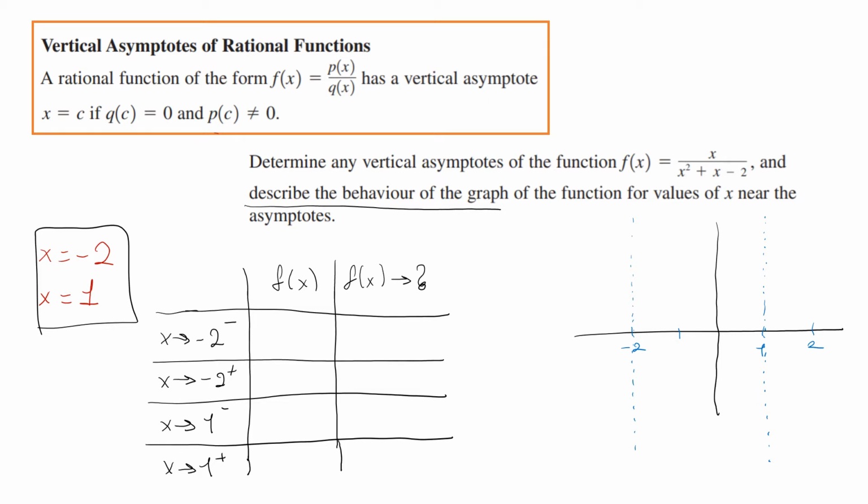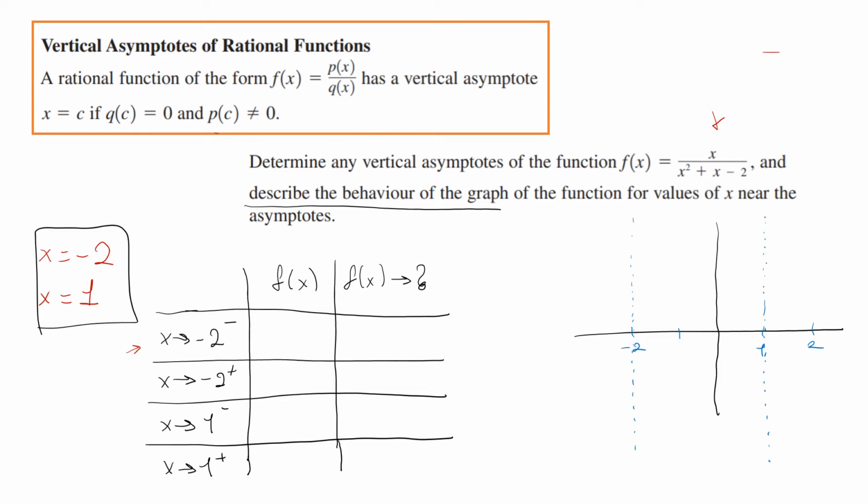Starting from the first one, coming from the left side indicates any value that is smaller than negative 2. So you can literally pick anything you want. Let's say I picked negative 3 and plugged it back into my function. I just need the sign, so you don't have to deal with what if I choose a really big number. Just put the signs up.